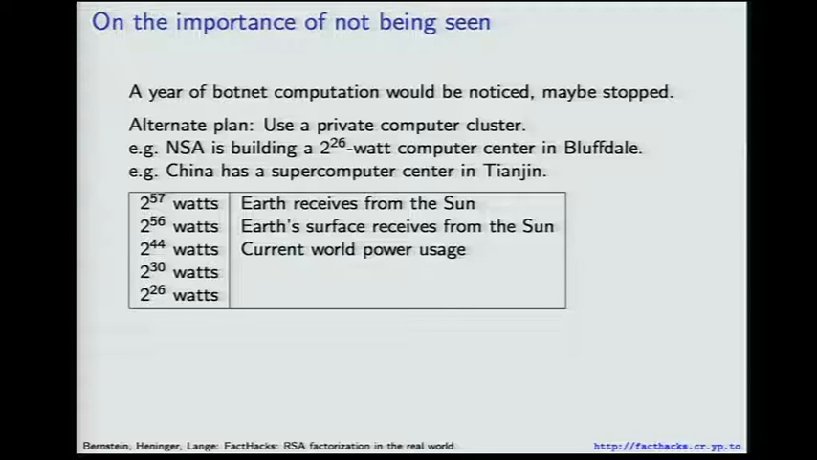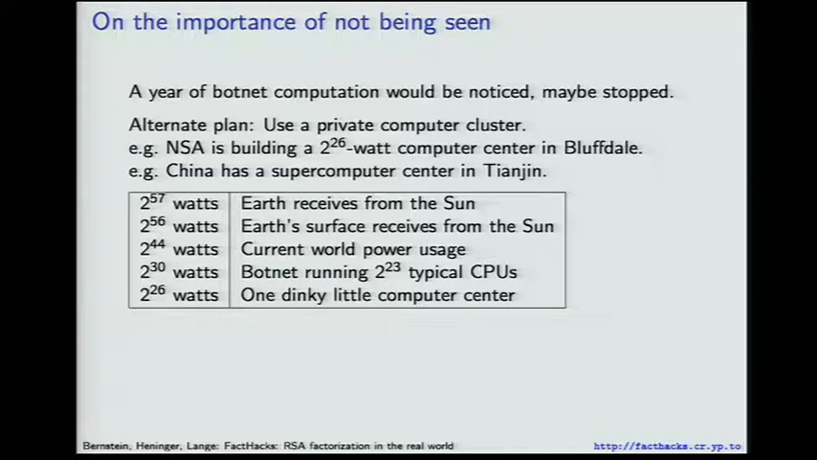It varies a little bit, but this is the average power, including cars and such. If you have the botnet that breaks into millions of machines and runs them flat out, that's about 2 to the 30 watts. And if you think about it, there's a lot of machines out there. This means that 2 to the 26 watts is not actually that much power. It's just one dinky little Bluffdale 65 megawatt computer center. And if you're a government agency, you probably have more than one of those, as you heard yesterday in the context of data storage.